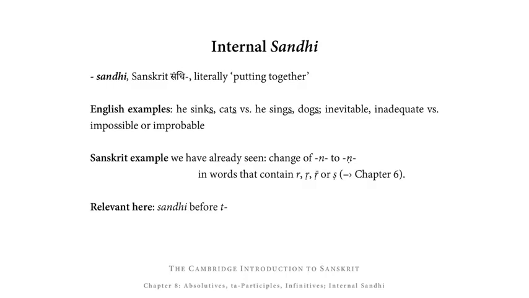Sometimes, however, it does, especially in words that are inherited from Latin or Greek. So, for example, the little prefix in, meaning not or non, that we get in inevitable and inadequate, is written as impossible and improbable, with the N changing to the labial nasal M in front of the labial stop P. So it's not inpossible, but impossible. We have already seen one instance of internal sandhi in Sanskrit, and that was the change of n to ṇ in words that contain a vocalic ṛ, a consonantal r, or ṣ. What is relevant here is the sandhi before t.